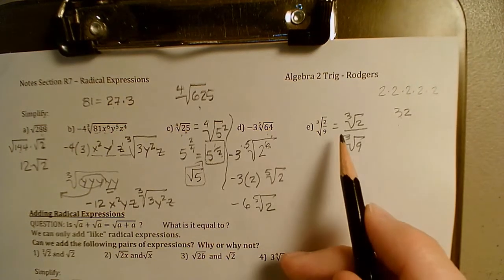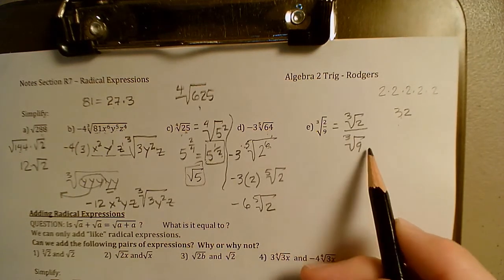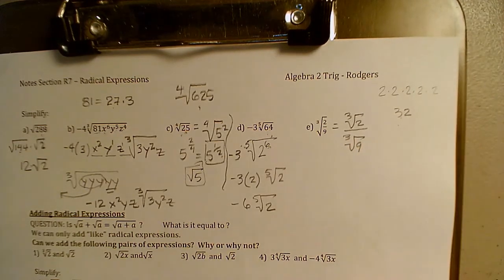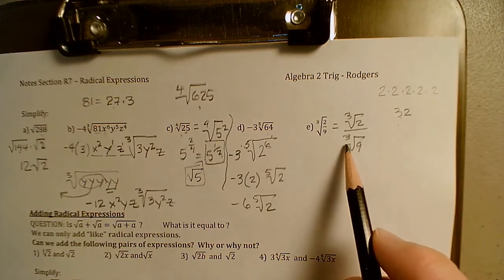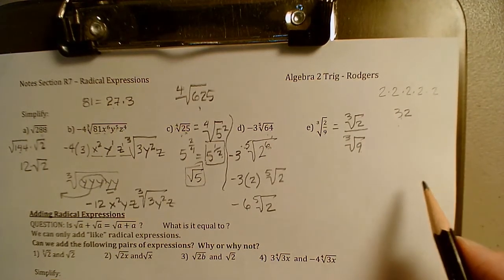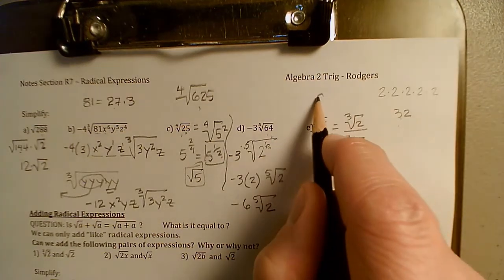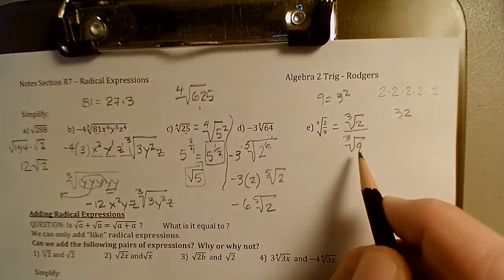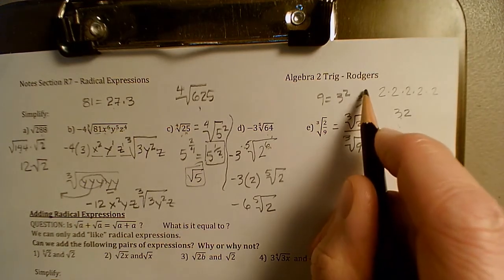If this was a square root, the square root of 9 is just 3. The radical would go away and we're fine. But here it's a cube root, so we need to turn this 9 into a perfect cube. 9 is already equal to 3 squared. We really need this to be 3 cubed.